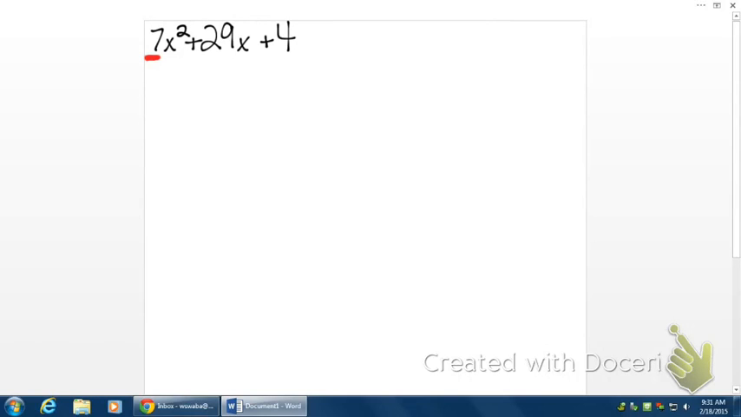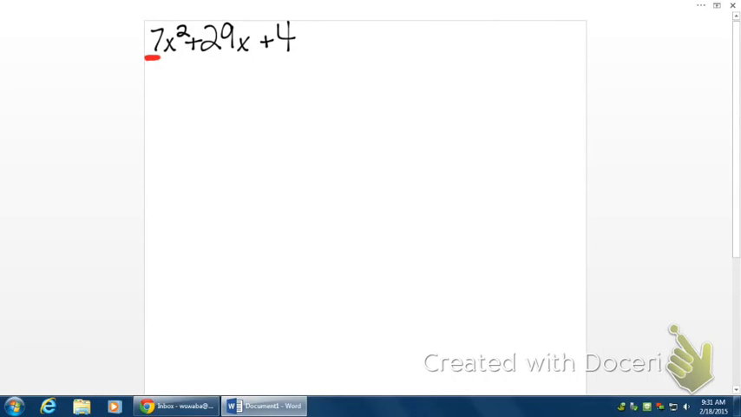First off, the first thing that you should try to do is find a greatest common factor of these three numbers. You need to look through and see if they have a greatest common factor. A 7, a 29, or a 4. Those three numbers, there is no greatest common factor. So we're going to move on from that. So that's the first thing you should look at. See if you can go ahead and factor out a greatest common factor between the 7, the 29, and the 4.